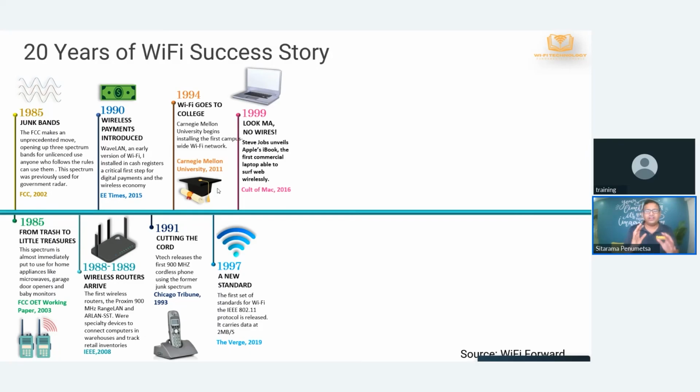And then around 1999, this was one of the biggest turning points for Wi-Fi. This is when Steve Jobs got up on the stage and introduced the Apple iBook. This was around 1999, and this was the first device that was commercially shown as a device that can connect to the internet wirelessly, right? There was this nice video. I included the link to the video in the references slide. You should go watch it.